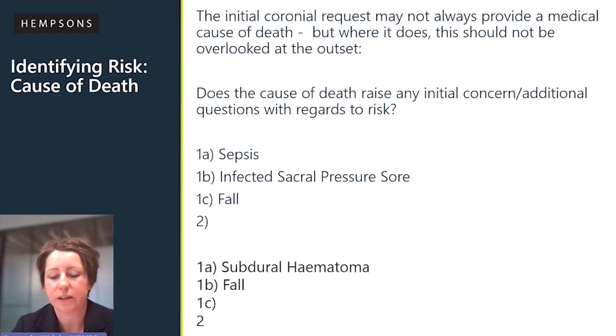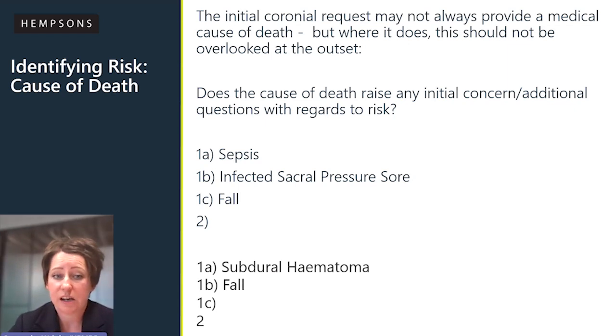All of these questions. Now, the people that can help you with that would be the nursing staff on the ward that that person was on. So it's a case of getting in touch with them, briefly. If you can, have a telephone call if they're free. Just say, I want just 10 minutes of your time to discuss this person and see what you can find out. Again, infected sacral pressure sore.